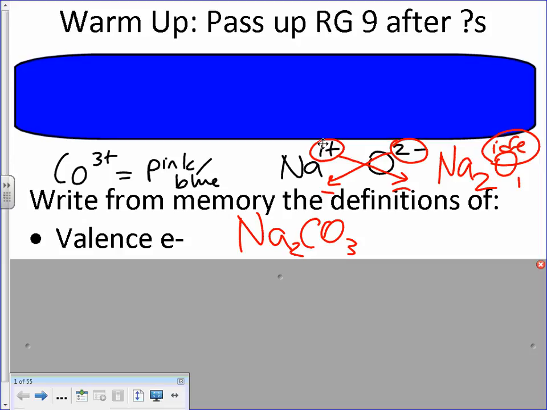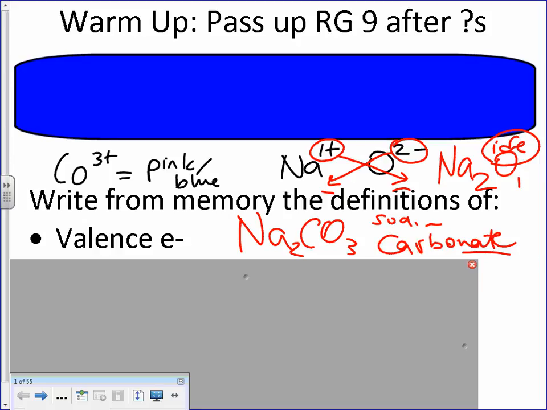So that's not going to end in "ide." Its name is sodium carbonate. The "ate" ending indicates it's something bigger than 2 elements. The "ide" ending indicates that it's just 2 elements put together in a certain way. So "ides" are simple, while "ates" and "ites," the other ending on question 11, refer to something a little bit bigger.